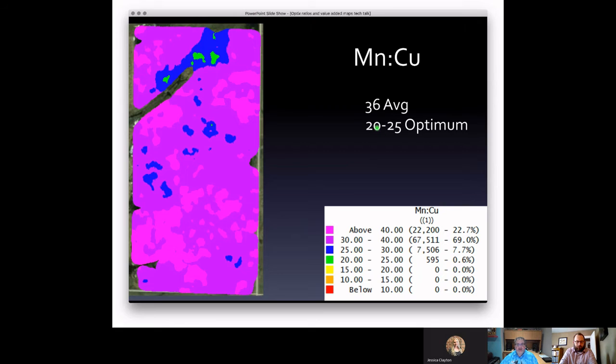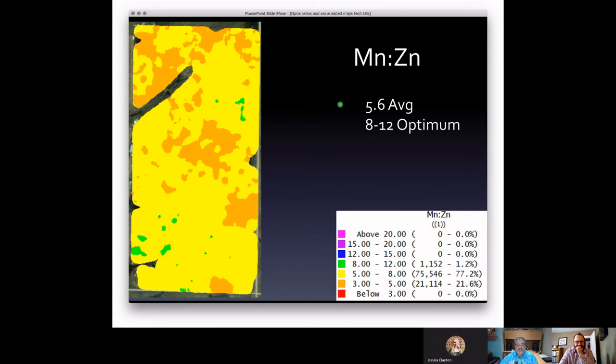Manganese to copper, we want that in a 20 to 25, and we're averaging 35. So this particular map is showing us, this is the second or third map if you actually look at the copper parts per million. Hey, we need to focus on copper on this field and make sure that we apply enough in order to get our balances right, but also to feed our crop.